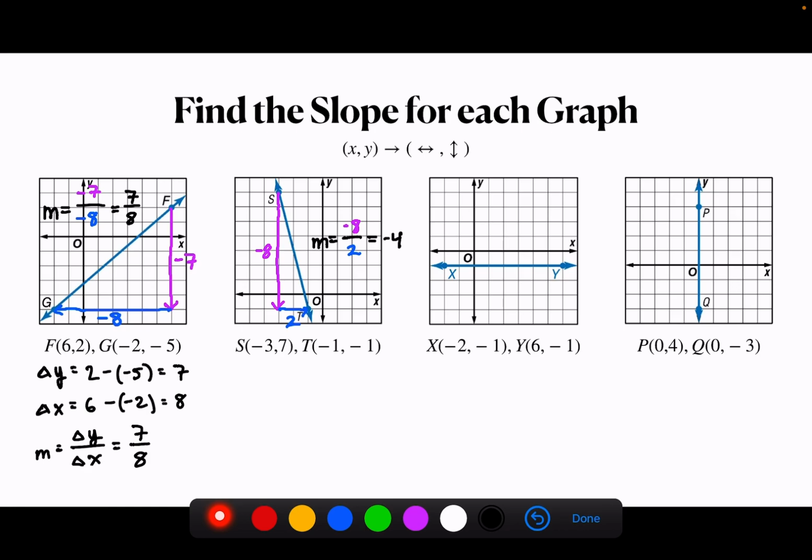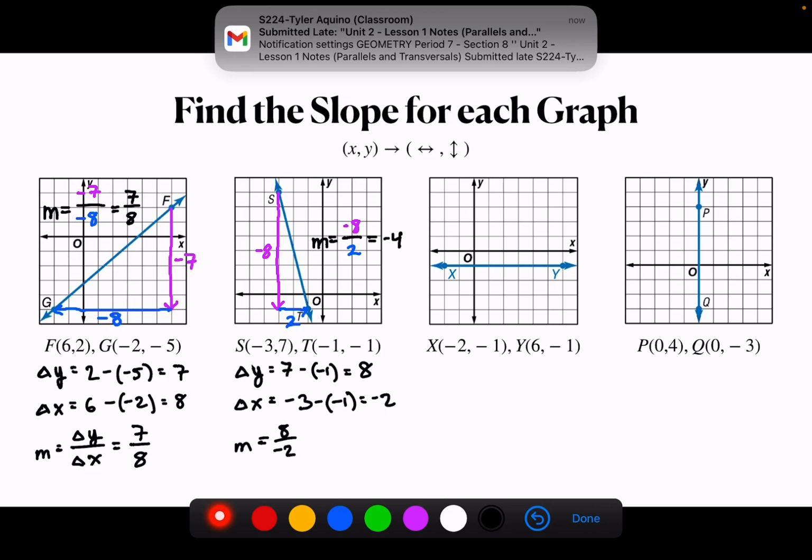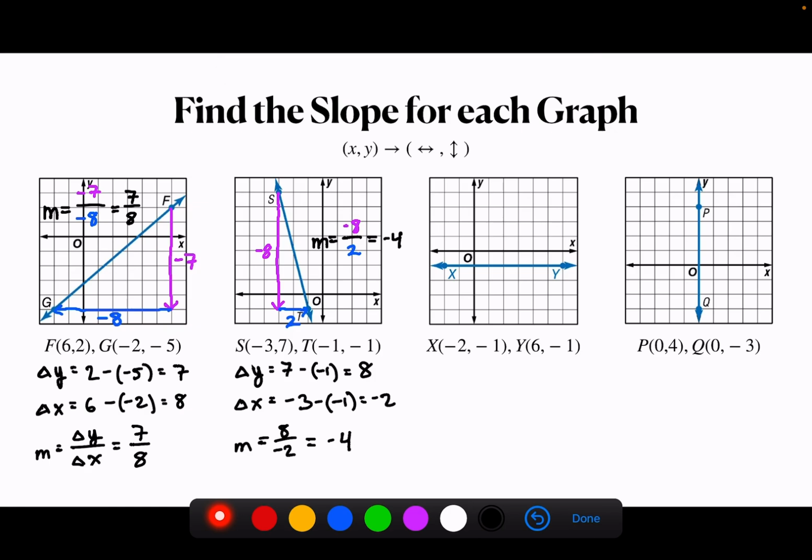And so that's going to be our slope. Now let's try it algebraically. 7 minus negative 1 gives us an 8. The difference of our x's is negative 3 minus a negative 1, which is going to give us a negative 2. And so our slope is going to equal 8 divided by negative 2, which gives us negative 4.